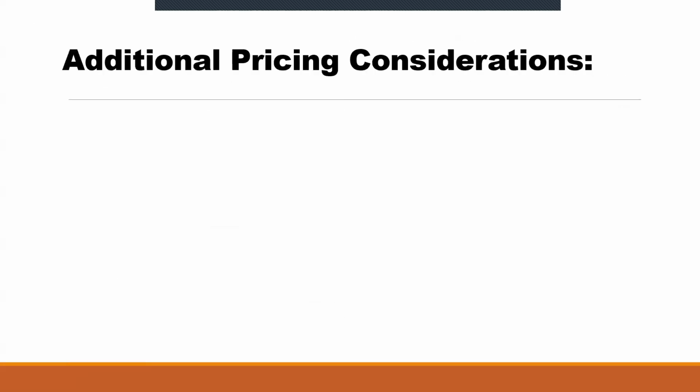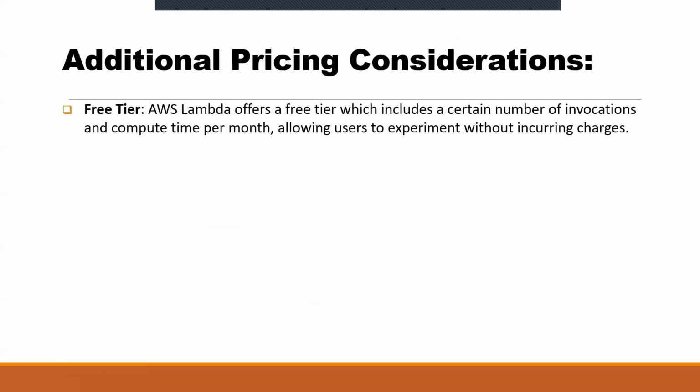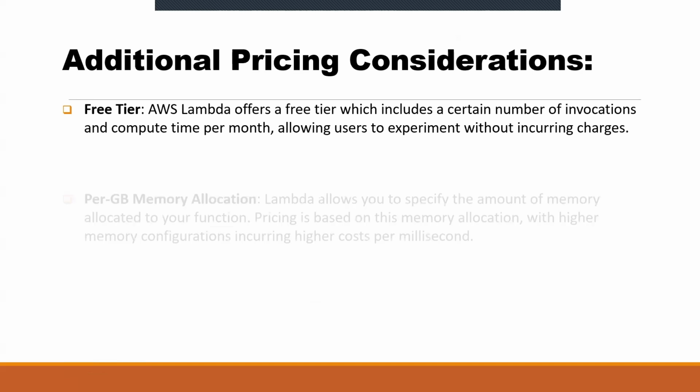So next we will see additional pricing considerations in AWS Lambda. First one is free tier. AWS Lambda offers a free tier which includes a certain number of invocations and compute time per month, allowing users to experiment without incurring any charges.